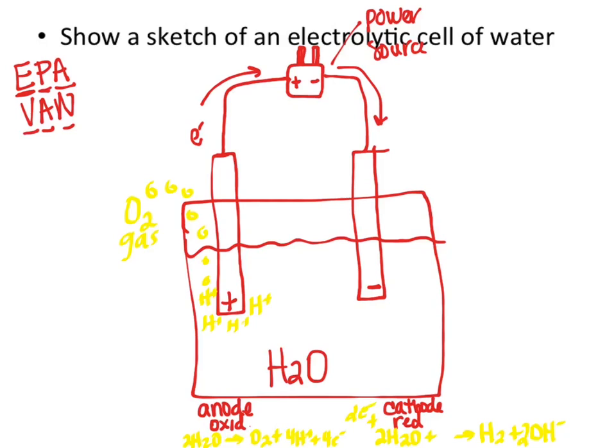So what's coming out over here? We're going to start seeing things bubbling out over here. And the gas that we're getting out from the cathode side is going to be hydrogen gas. And then we're going to have OH negatives hanging out by the cathode.